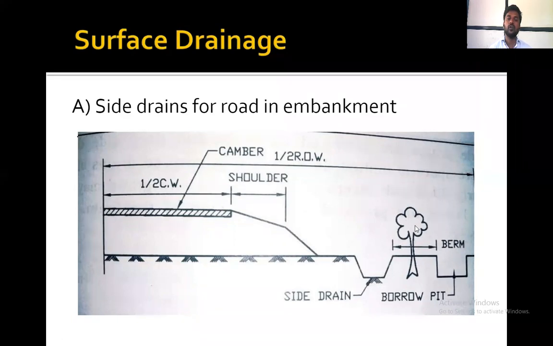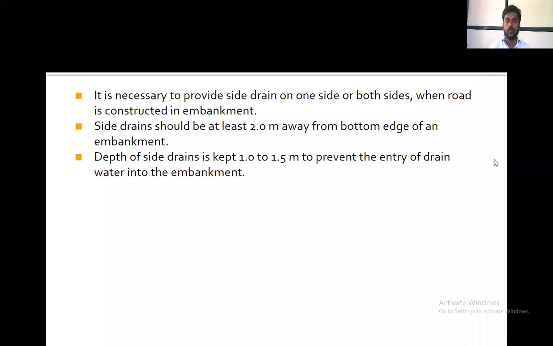If the road is in embankment, it is necessary to provide the side drain on one side or on both sides. As per the available topography, we decide whether the side drain should be provided on one side or two sides. It depends on the topography of that area when the road is constructed in embankment. Roads are constructed in two ways: one is providing an embankment and building the road over it, and another is forming a cutting and providing the road. It depends on the RL and the topography of the area through which the road is going.